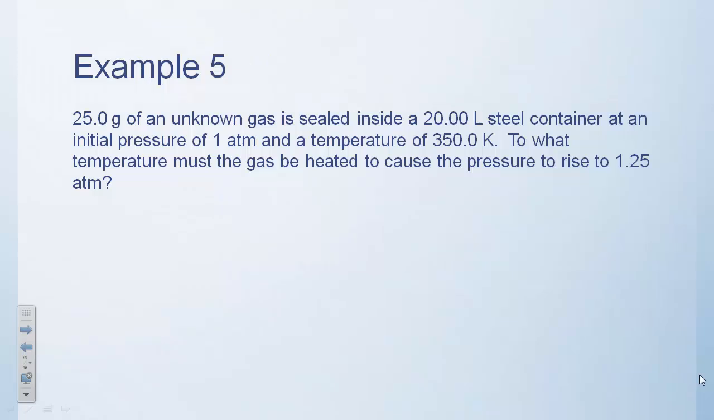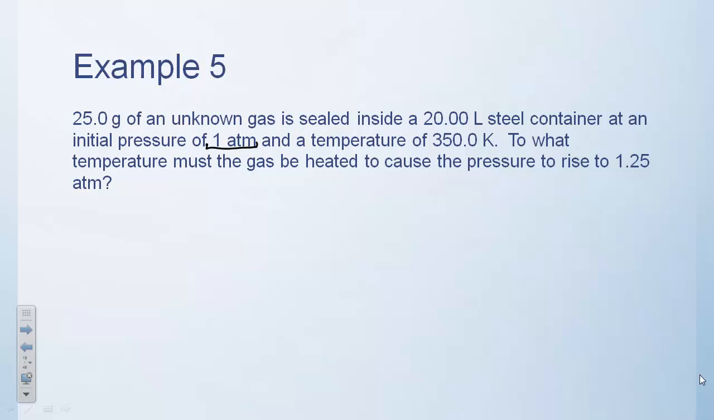Let's move on to our last example, and in this case we're told 25 grams of an unknown gas sealed inside of a 20-liter steel container, with an initial pressure of 1 atmosphere, and a temperature of 350.0 Kelvin. Let's say this is exactly 1 atmosphere. And what we're asked to find is the temperature the gas must be heated to cause the pressure to rise to 1.25 atmospheres.